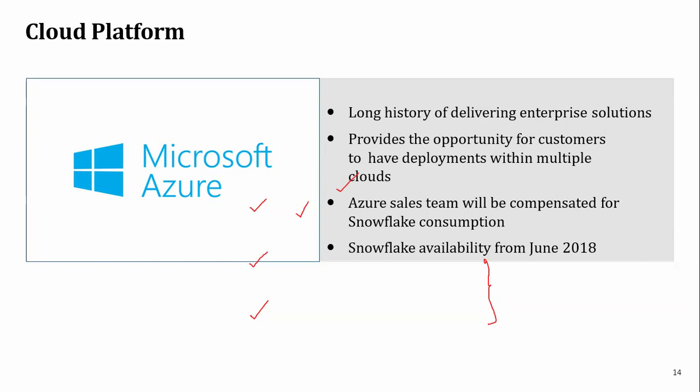80% of these Snowflake accounts are deployed on AWS. Of the remaining 20%, 18% are deployed on Azure, and the remaining 2% are deployed on GCP. This was officially announced by Snowflake, about a year and a half back, I think.